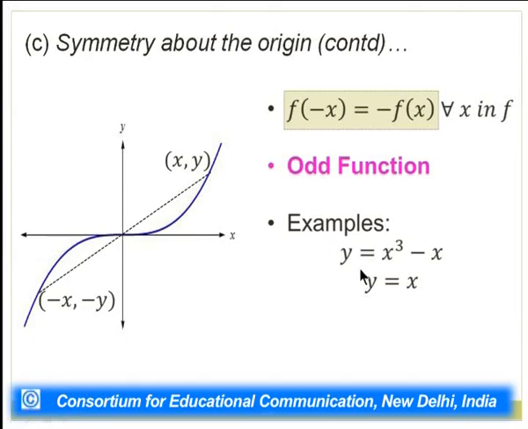Examples of odd functions would include functions defined by y equal to x cubed minus x. Here you can see that if you were to replace both x and y by minus x and minus y, respectively, the equation would remain unchanged. And similarly, y equal to x, this equation would also give you a function which is symmetric about the origin.